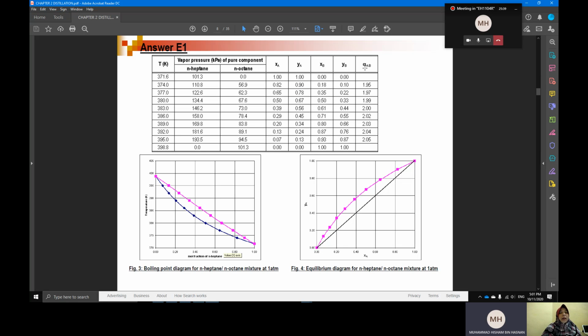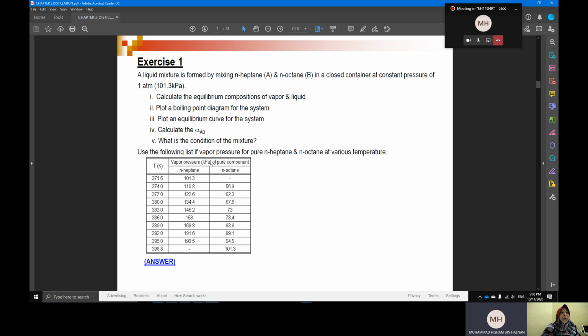Okay. Now, nak cari jawapan alpha. Kalau nak pakai alpha, you boleh guna 4 value ni menggunakan equation yang pertama tadi. Yang ada XA, YA, XB, YB, terus dapat nilai ni. Okay. Alright. Now, dia tanya, macam mana nak cari boiling point diagram for the system? Okay. Satu lagi, equilibrium curve for the system.